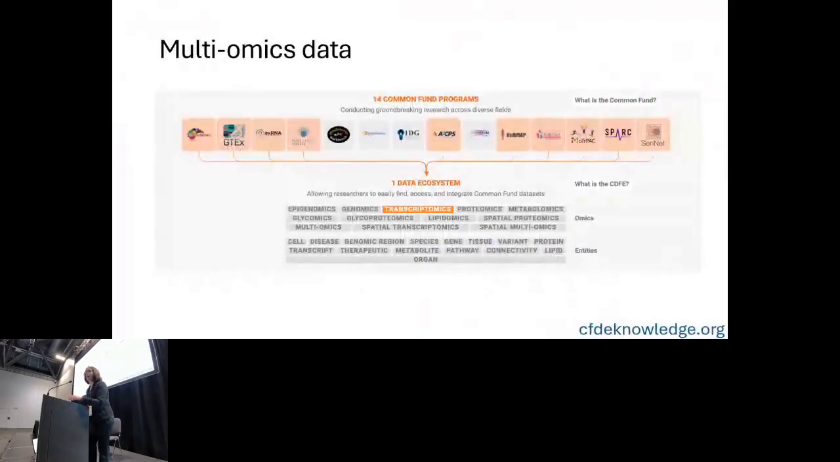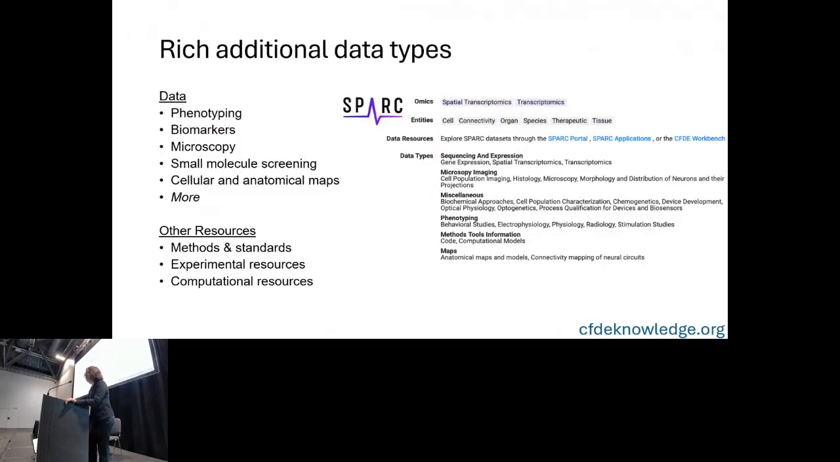These resources, as you've just heard, are quite wide-ranging in terms of the types of data that they collect. Some of these are common among various programs, so you can see several CFDE programs, for instance, share transcriptomics or other types of omics data. But in other cases, these data types are very individual to each program. So for instance, you can see here Spark, one of the CFDE programs that focuses on the nervous system, has multiple types of microscopy imaging, phenotyping, electrophysiology, and other data types that are not shared with many of the other programs.